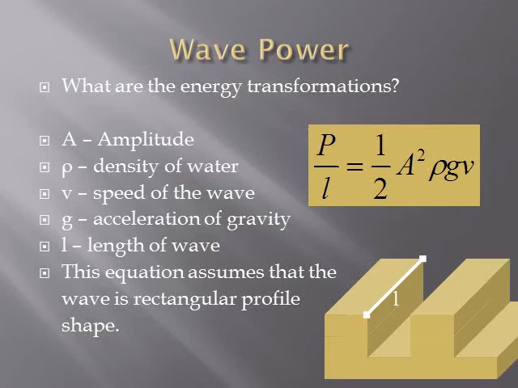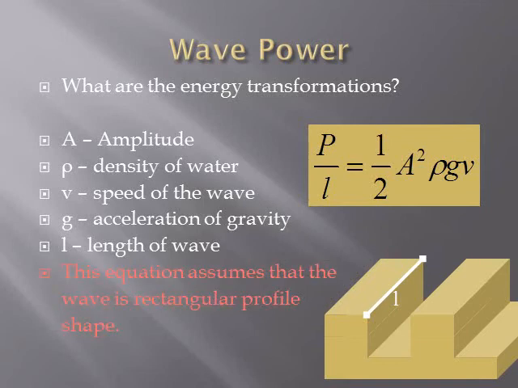Okay, so here's your equation, where again, warning, A is amplitude, not area, in this equation. It's the amplitude of the wave, rho is the density of the water, g is your gravitational constant, and v is the speed of the wave. And this is your calculation. And again, don't forget, this is a stupid calculation because it assumes a square or rectangular profile of a wave. Dumb, but what can you do?